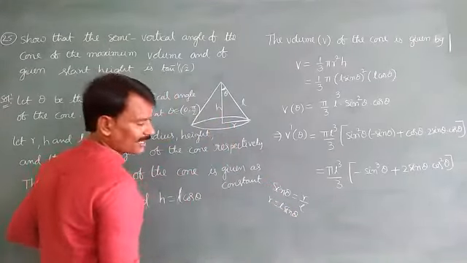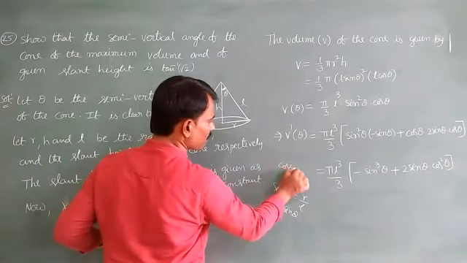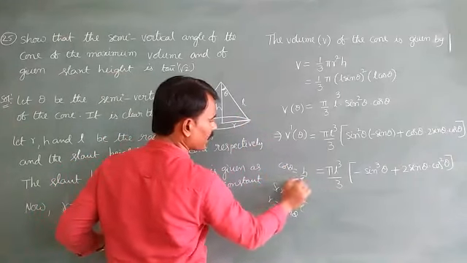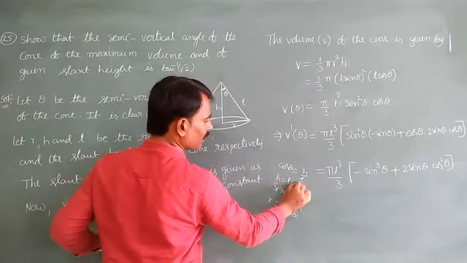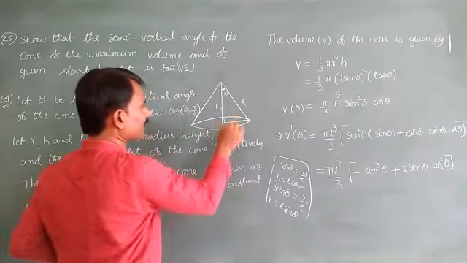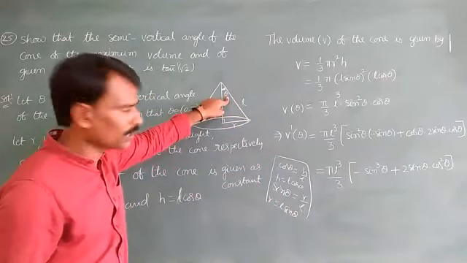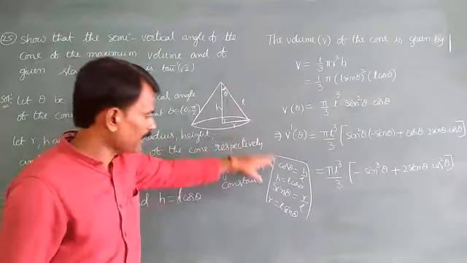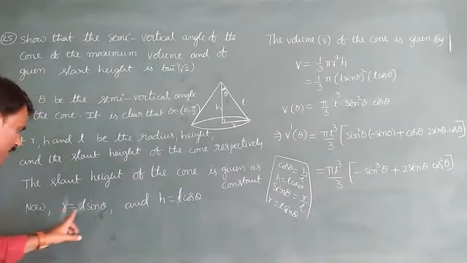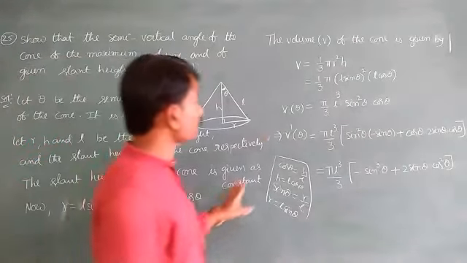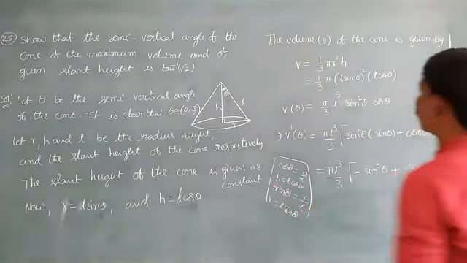In the same manner, cos theta is adjacent side by hypotenuse, that is H by L, and H is equal to L cos theta. So by taking the right angle triangle diagram, where theta gives opposite side by hypotenuse and adjacent side by hypotenuse, you will get R is equal to L sin theta, H is equal to L cos theta. Come to the volume of the cone.